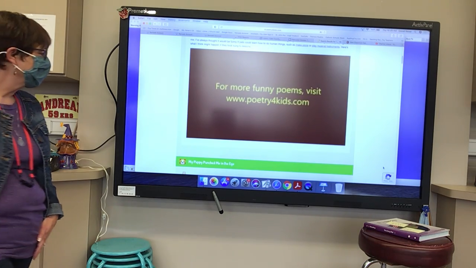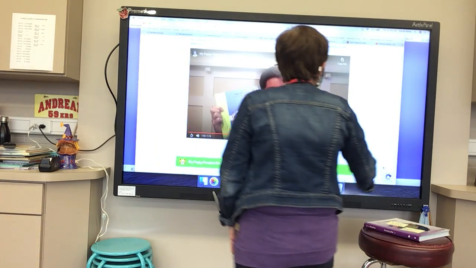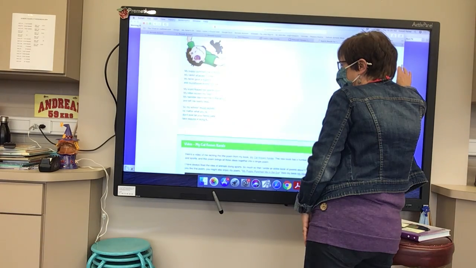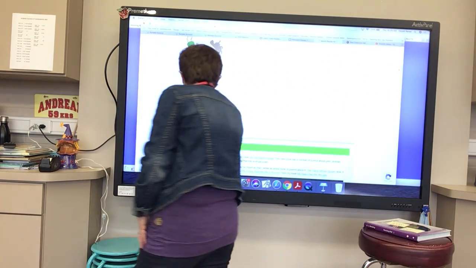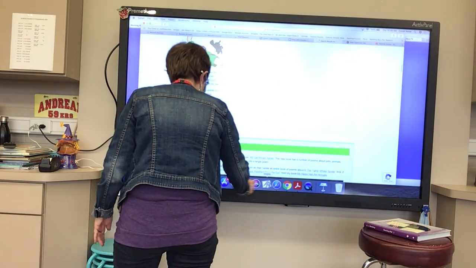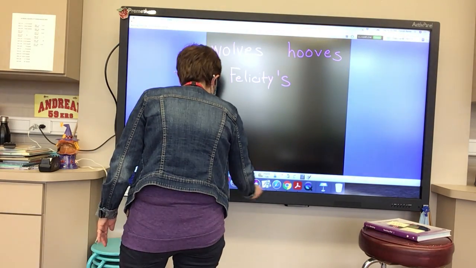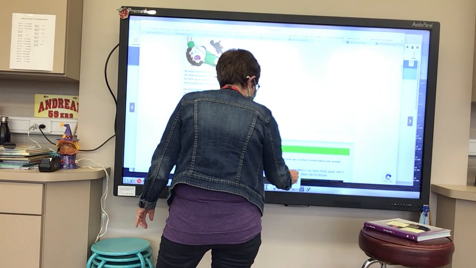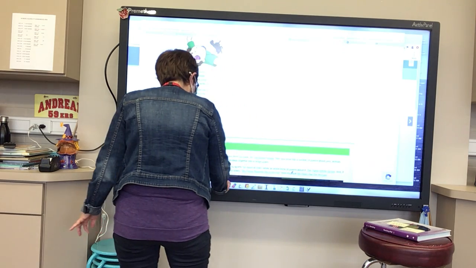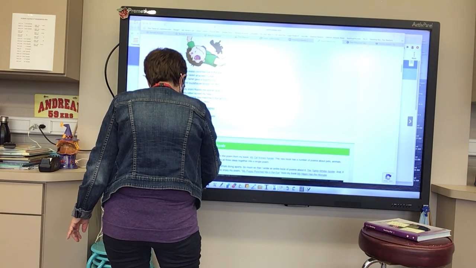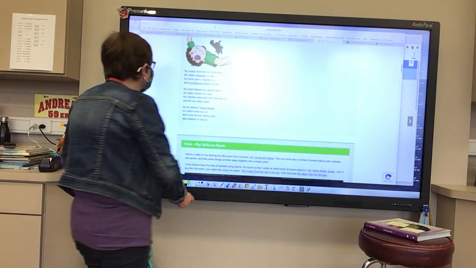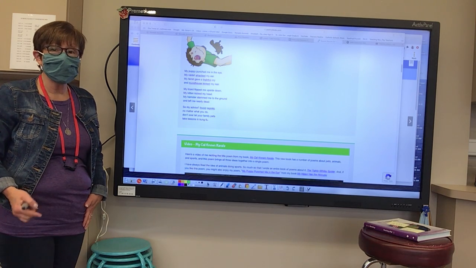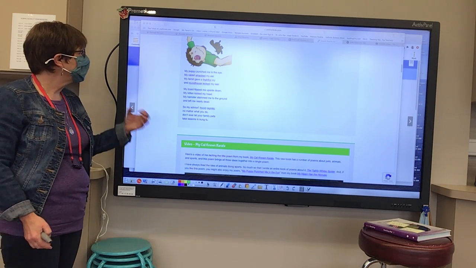That was a short poem. So here's what we're going to do. We are going to look for some examples of alliteration in this poem. So let's see if we can find some alliteration in here. Okay? So let's look at our first line of a poem. Remember, poems have lines. Poems have lines and stanzas.